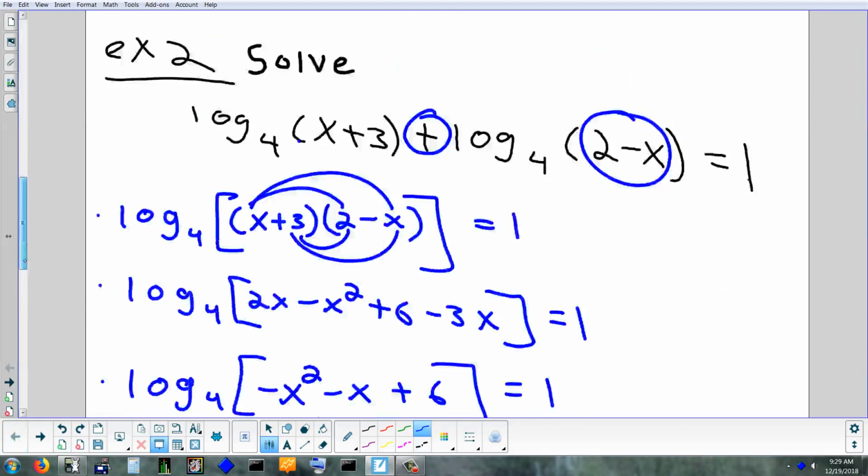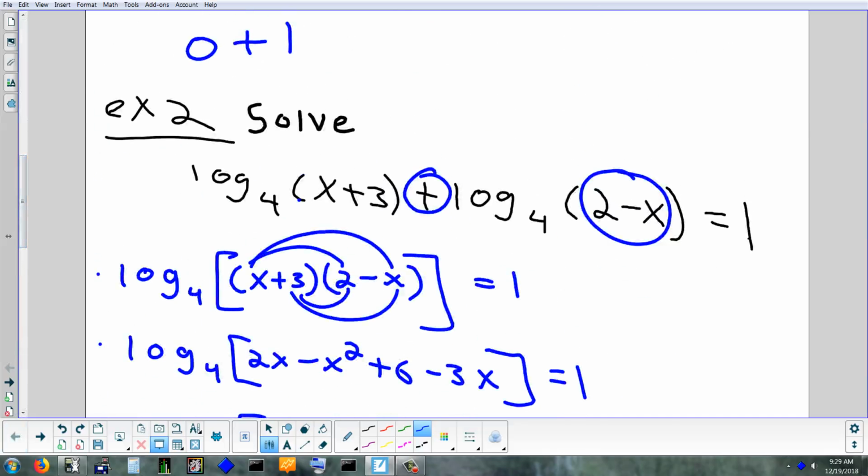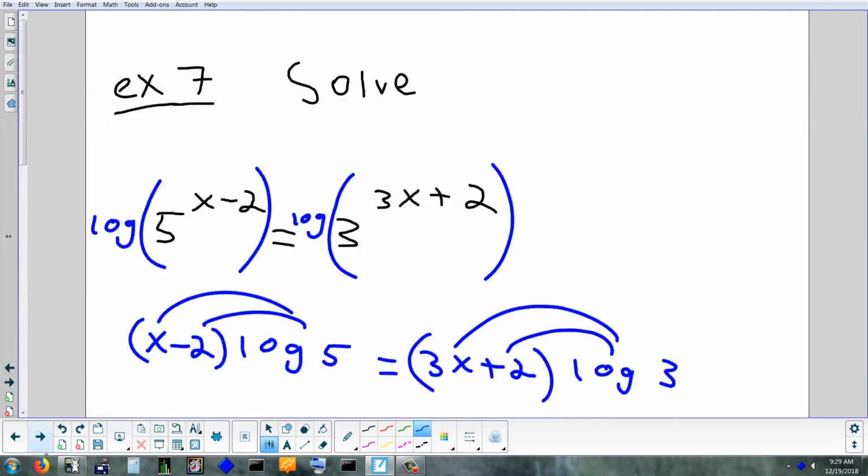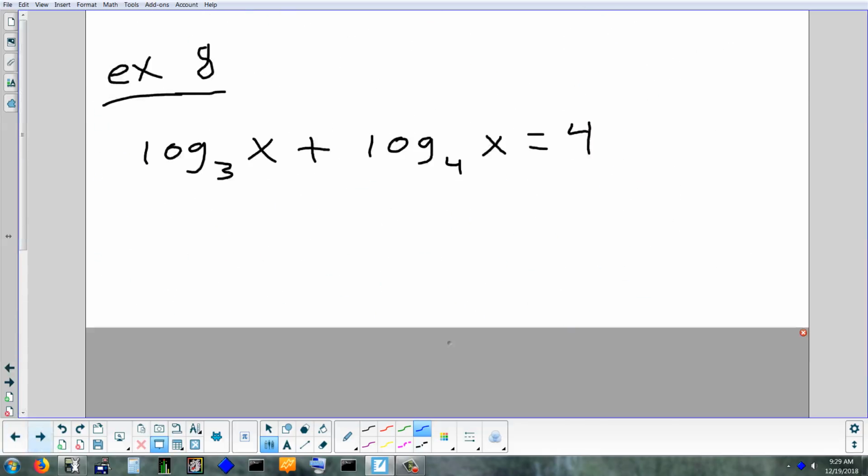Example 2 was log base 4 of something plus log base 4 of something equals a number. Now, log base 3 of something plus log base 4 of something equals 4. The bases are different. I'm not going to go through the whole thing, but the point I want to show you is you can't combine those together. A lot of people think, oh, it's addition, I'll just put them together as multiplication. Nope, the bases are different. That's like trying to combine an x with a y. They're not like terms.